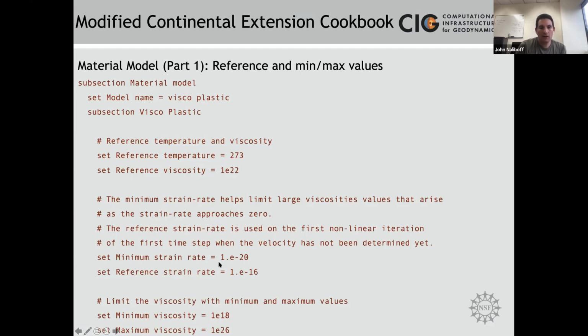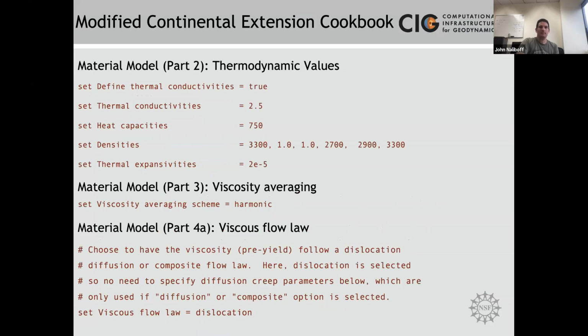So to help stabilize the solution, we also have a minimum strain rate. A value of 1e minus 20 is a very slow deformation rate, but it basically prevents the model from having strain rates which approach 0. And then on the very first nonlinearization of the first time step, we need to supply a reference strain rate. And I believe this value should be roughly equivalent to the boundary conditions we've supplied.